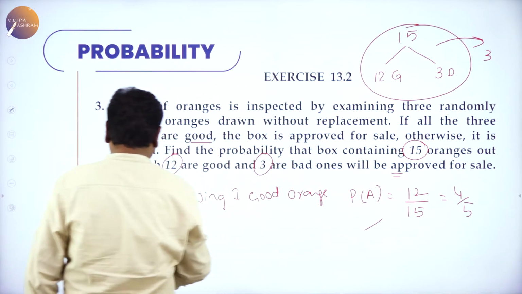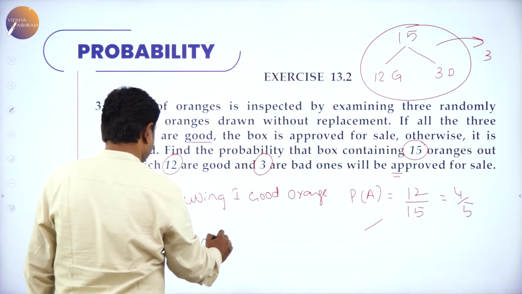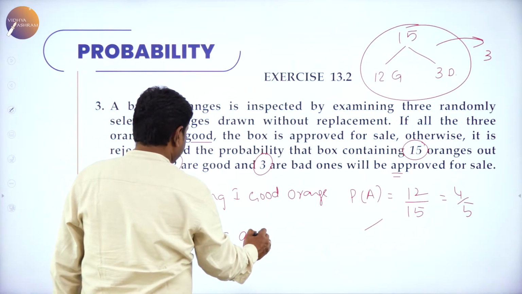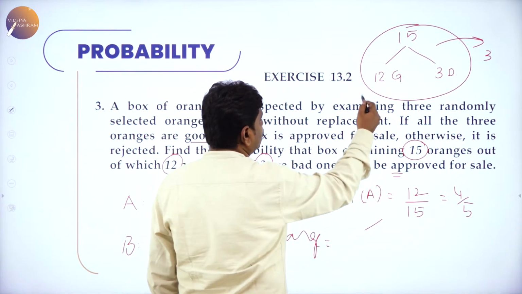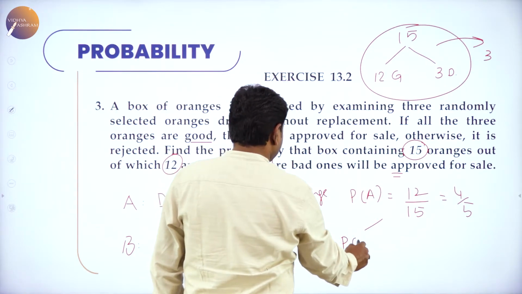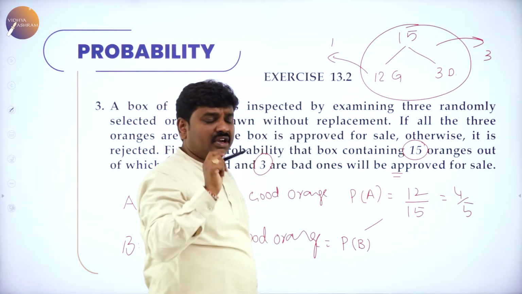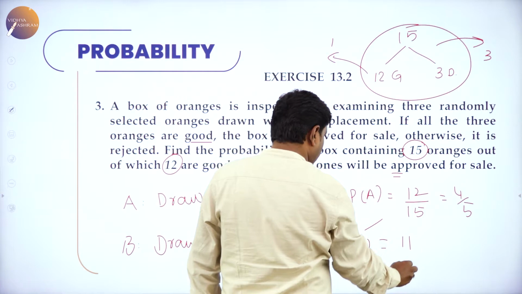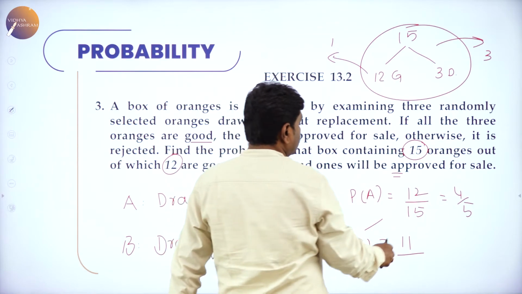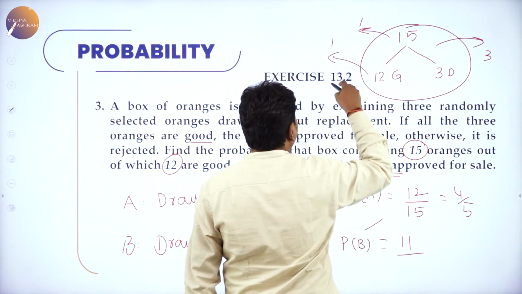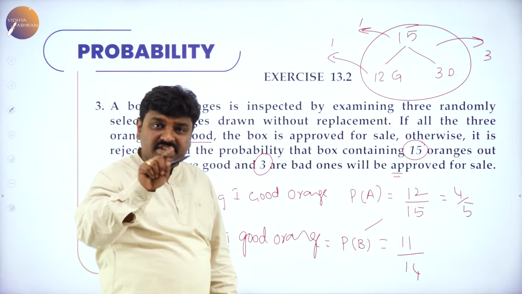Second one, B: drawing the second good orange. After you remove one good orange, out of 12 good oranges you have removed 1. So you are left with 11. Probability means favorable by total, so out of 11 good, you are taking any one. The total number of oranges was 15. You have removed 1, so after you draw 1, this will become 14. So 11 by 14 is the probability of taking the second good orange.